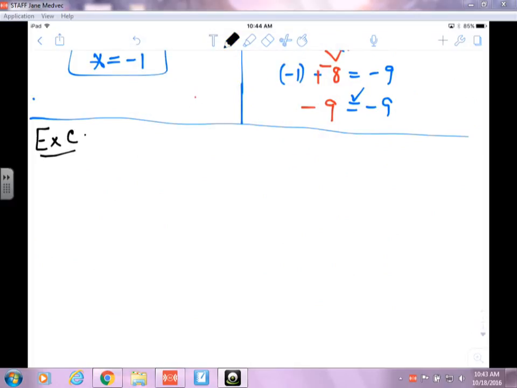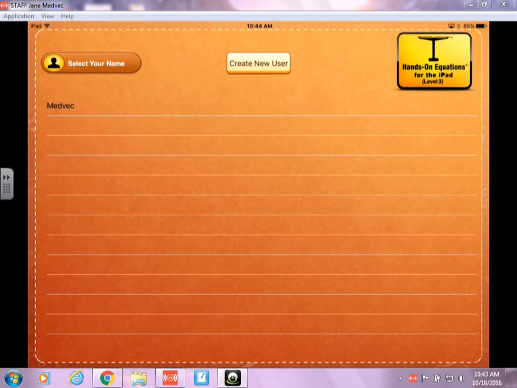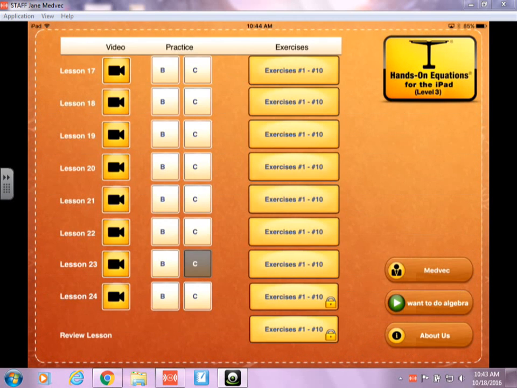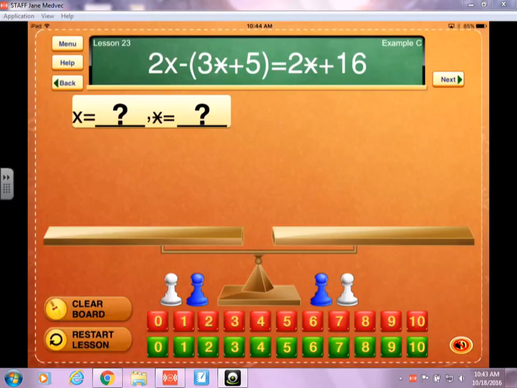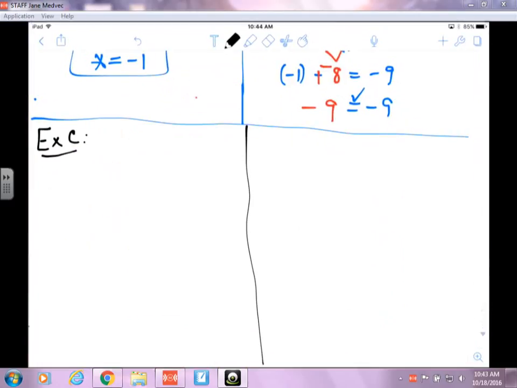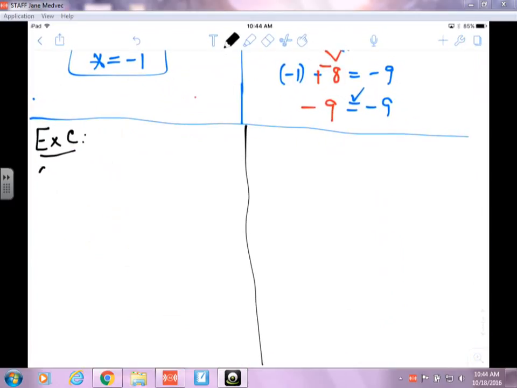Example C. Okay, and if you go into the app again, here's the problem. 2x minus parentheses 3 star plus 5 parentheses equals 2 star plus 16. I'm going to copy this down now into Notability.